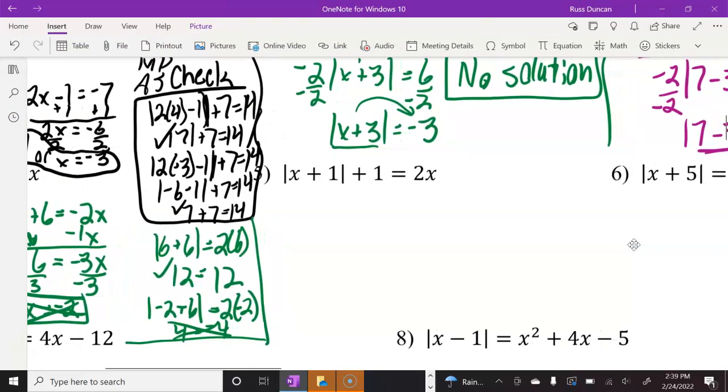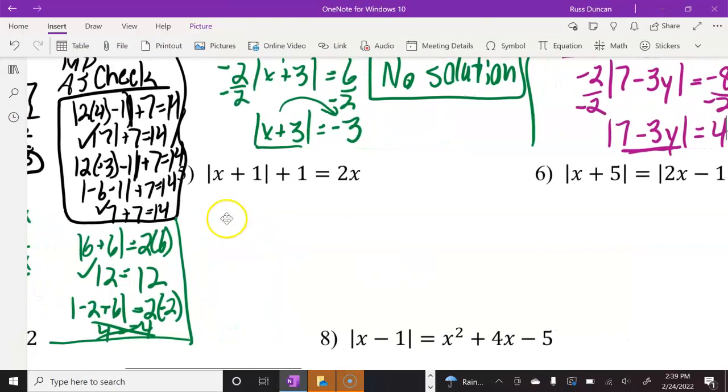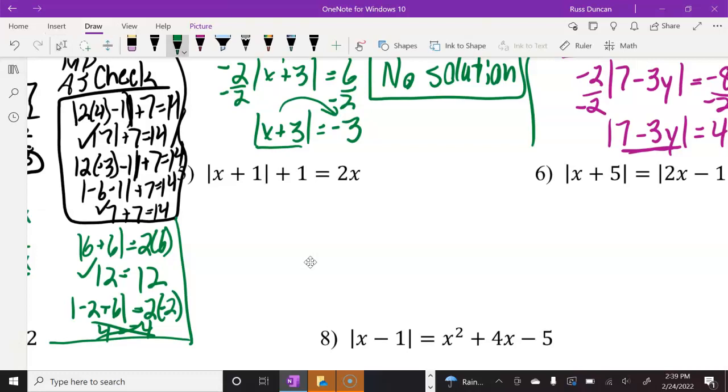Okay? So I'm going to do number 5 this way. Number 5, absolute value of x plus 1 equal to x. So I'm going to write this as two functions. A system of equations is what it's called. It's called a system because there's more than one. So I put this side as y equals, and then y equals 2x.